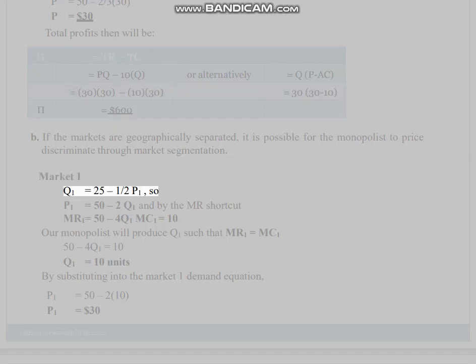Market 1: Q1 = 25 - 1/2 P1, so P1 = 50 - 2Q1, and by the MR shortcut MR1 = 50 - 4Q1. MC1 = 10. Our monopolist will produce Q1 such that MR1 = MC1: 50 - 4Q1 = 10, Q1 = 10 units. By substituting into the Market 1 demand equation, P1 = 50 - 2(10) = $30.